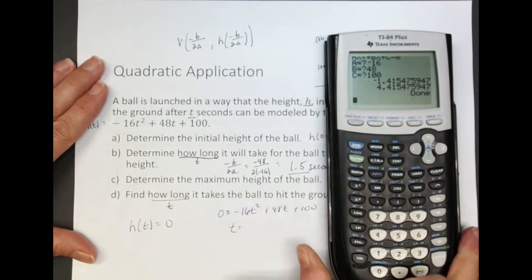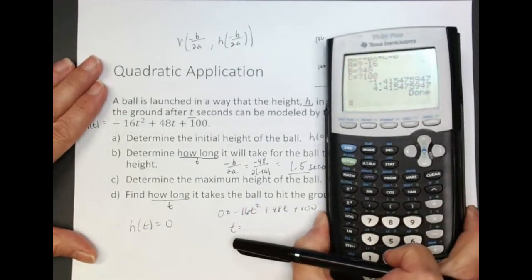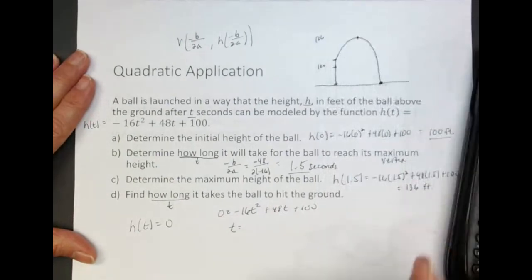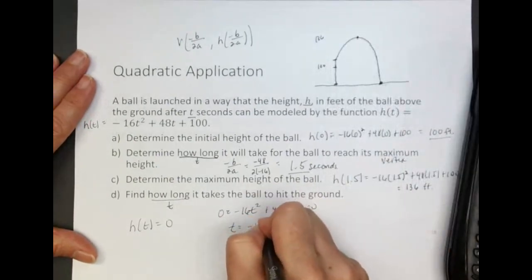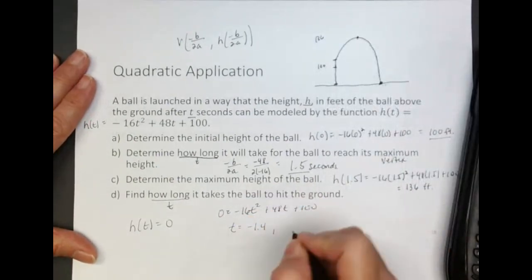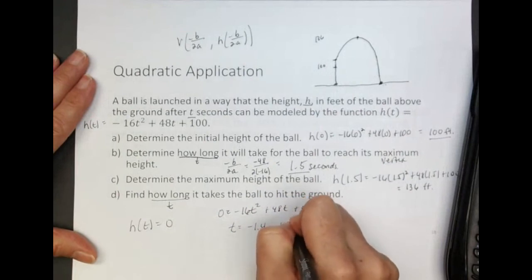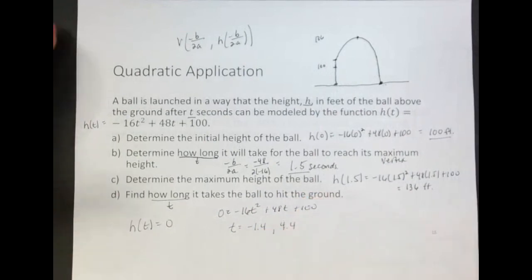The two solutions to that quadratic equation are negative 1.4 and positive 1.4. No, I'm sorry, positive 4.4. Said that wrong. Negative 1.4, positive 4.4.